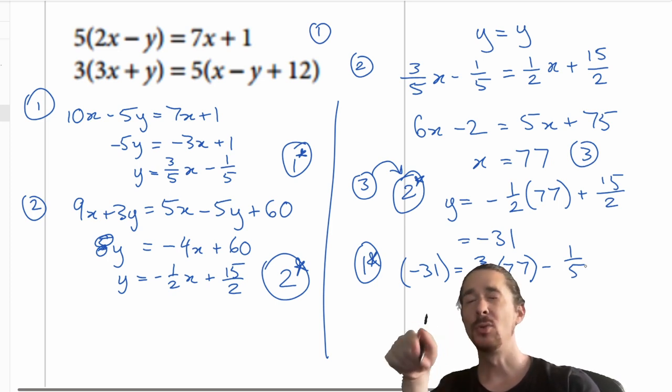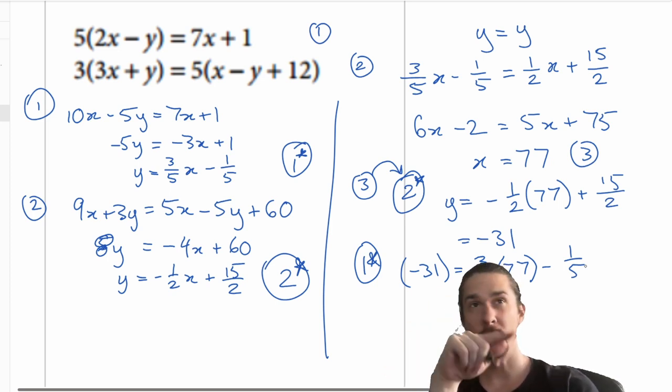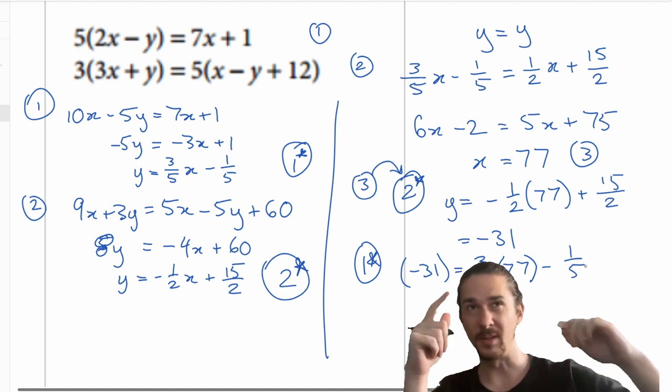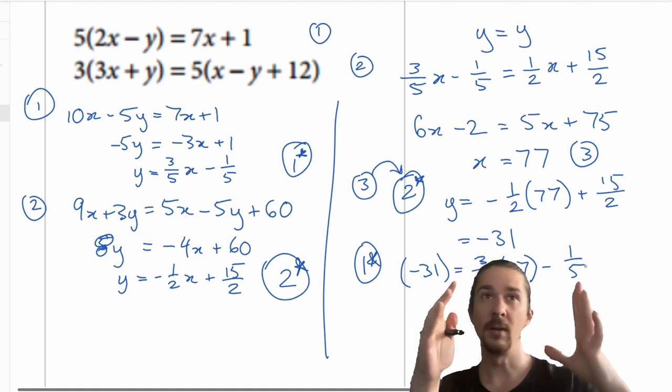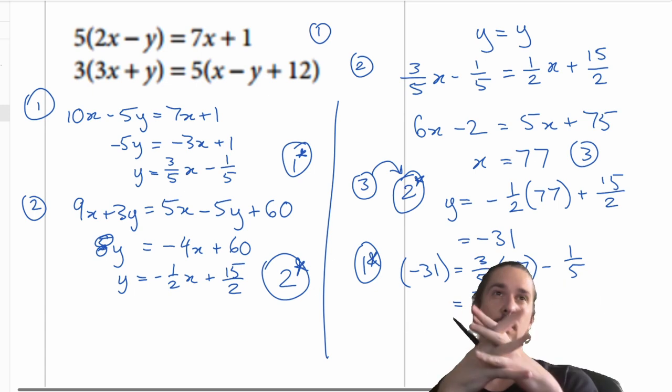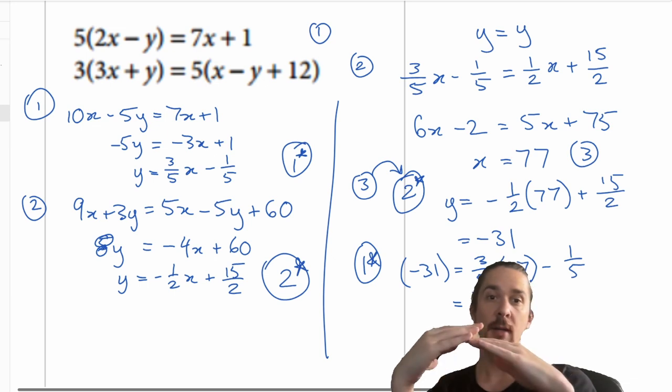So 77 times 3 is 210 plus 21, which is 231. That's over 5, and then we subtract 1/5. So we have 230 over 5. 5 goes into 200... Well, this is obviously a positive number, so something's gone wrong, right? Because it's meant to equal negative 31. Not going to happen. So let's go back.